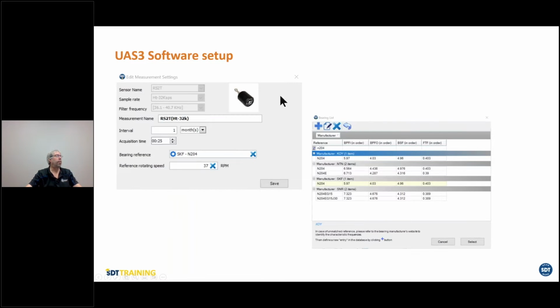Inside our software, UAS3, we simply pick the sensor, boom. Let's put it here. We put the interval of 1 month, the acquisition time frame we want for the ultrasound signal. Then we press this button, and this appears, and we put in the number of the bearing. We select the manufacturer of the bearing. It goes in here and automatically calculates for us the inner race, the outer race, and all those wonderful frequencies. Because see these numbers right here? You take the RPM, you multiply by this number, which gives you the inner race, multiply the RPM with this, and so on and so forth. You get all your frequencies. And you put the rotating speed right here, boom.